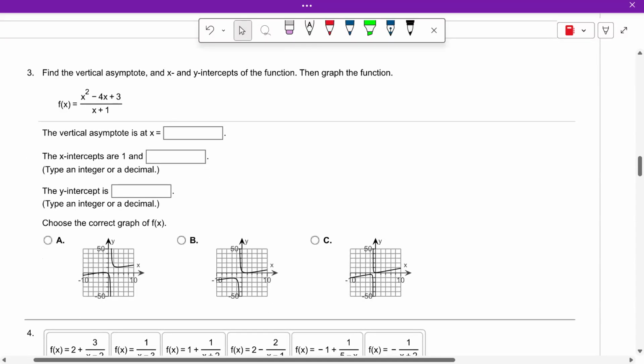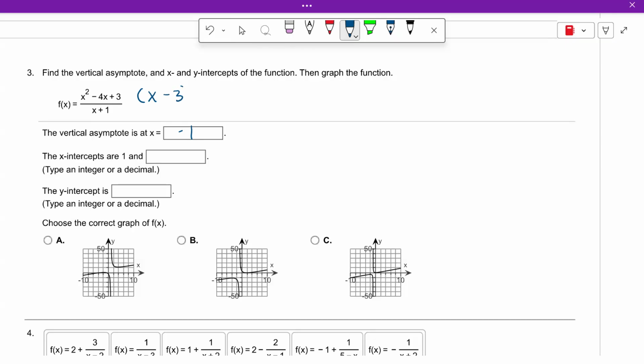All right, for this one, do I have any vertical asymptotes? At x equals negative 1. X-intercepts, you set the numerator equals 0. So your x-intercepts are 1 and 3. To find your y-intercept, put 0 in for x. 3 over 1 is 3.